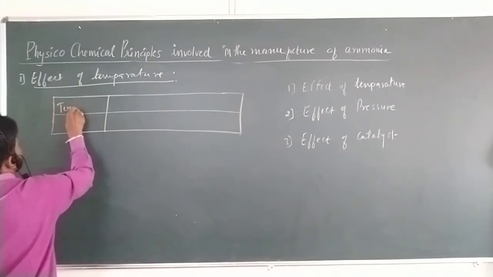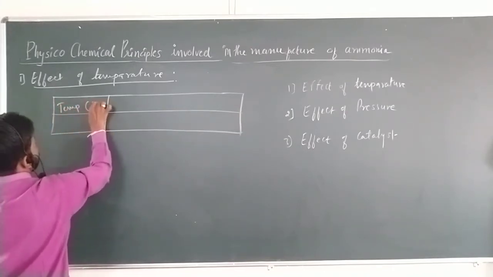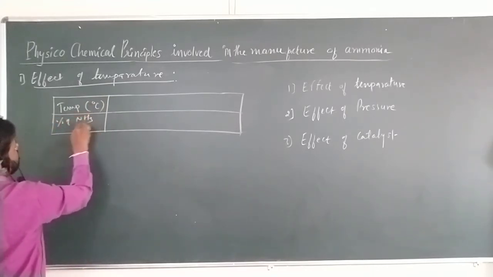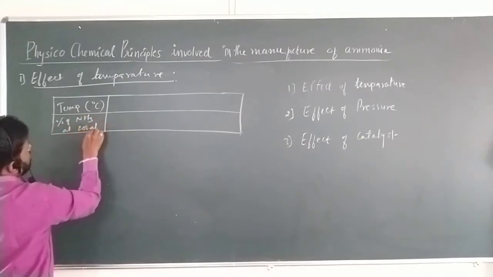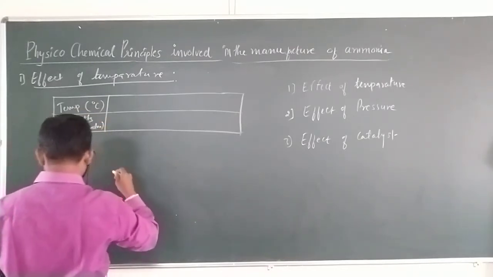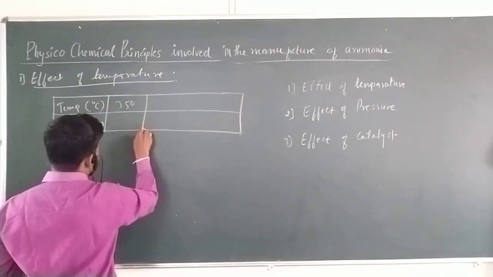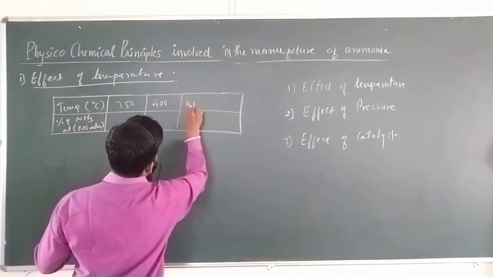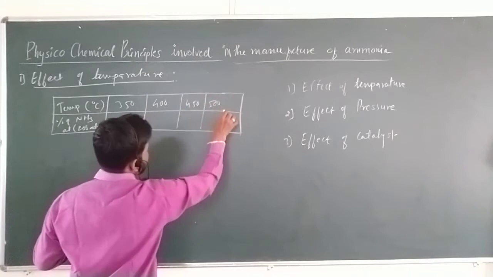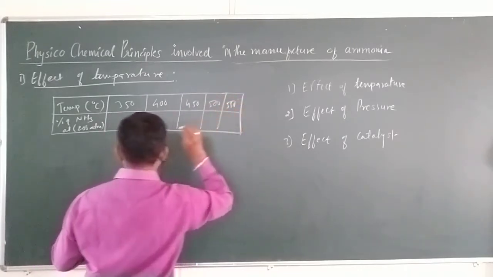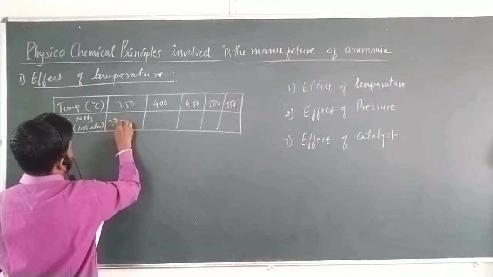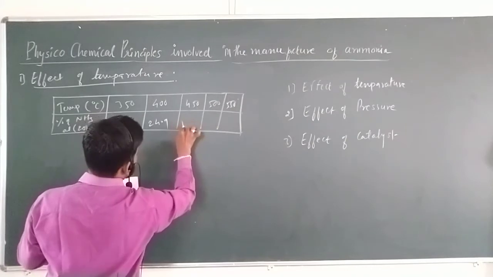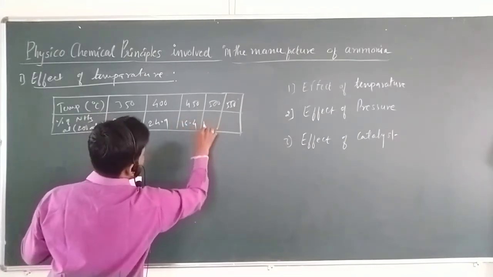Temperature in degrees Celsius and the percent of ammonia formation at 200 atm, that is, the pressure is fixed here. We can see 350 degrees Celsius, 400, 450, 500, and 550 degrees Celsius, where we can see percentage formation 37.5, 24.9, 16.4 and 10.4.